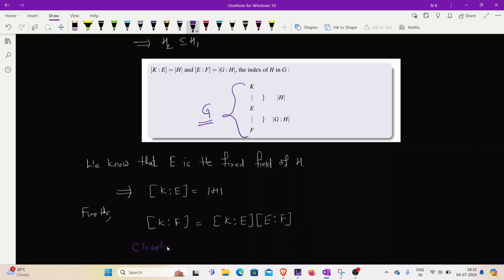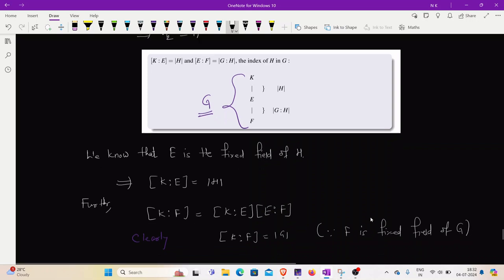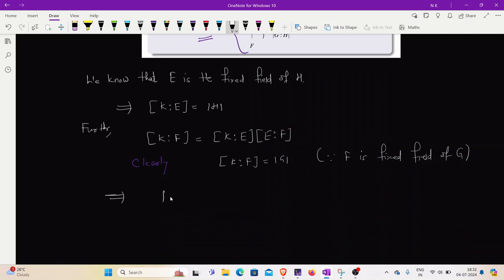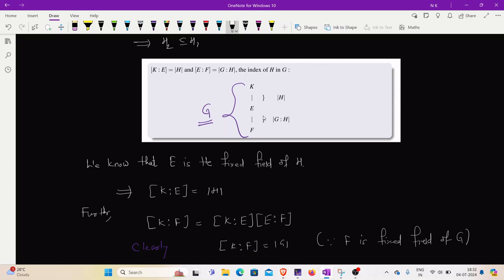Let me mention here clearly, the degree of extension of K over F equals the cardinality of G. The reason is that F is the fixed field of the Galois group G. Now just put these values and you will understand that this implies the cardinality of G is equal to the degree of extension of K over E, that is the cardinality of H, times the degree of extension of E over F. That implies the degree of extension of E over F is equal to the cardinality of G divided by the cardinality of H, and that is nothing but the index of H in G. So this established the fact that the degree of extension of K over E is the cardinality of H and the degree of extension of E over F is the index of H in G.